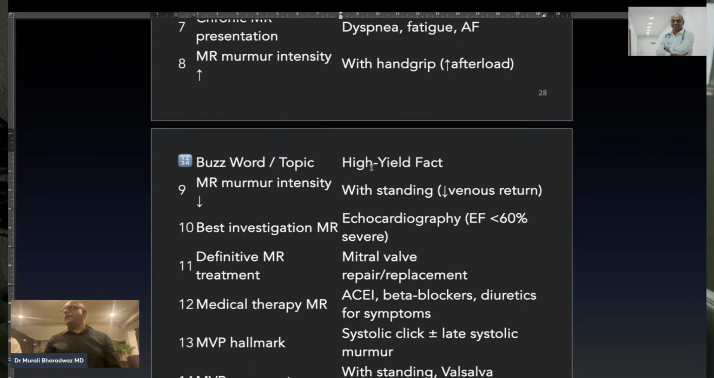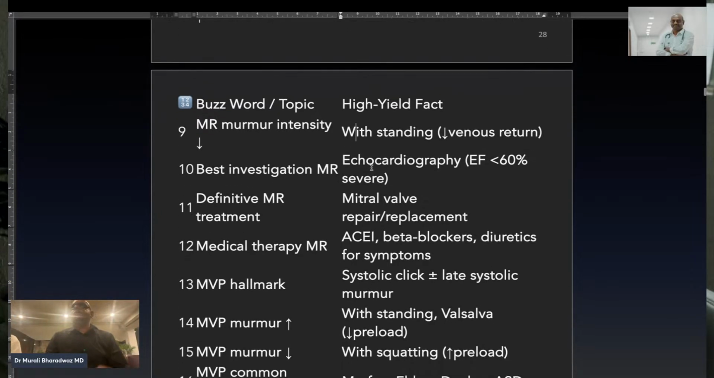Second, if you are standing, there is a decreased venous return. Obviously, if there is a decreased venous return, there is a decreased preload of the heart. If the preload is decreased, then the amount of blood coming from atrium into ventricle will decrease, and that will decrease the MR regurgitant also. So what is the best investigation? 2D echo in MR. If the EF is less than 60%, that means left ventricle failed, means it is a severe MR.